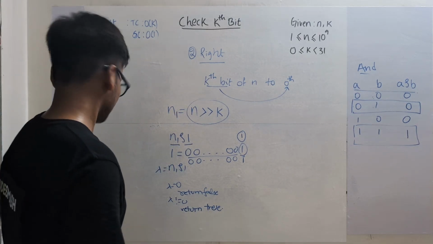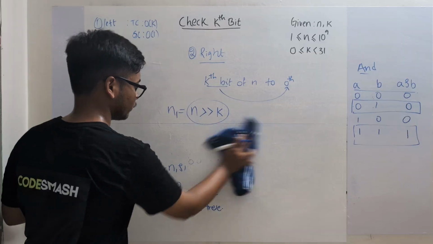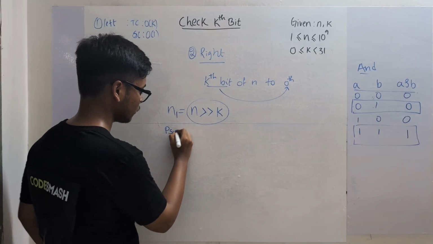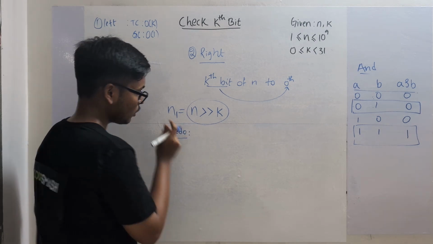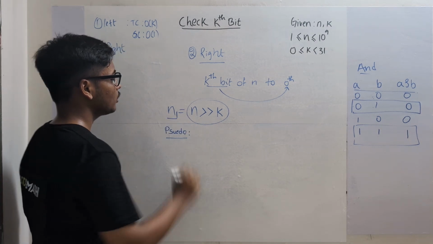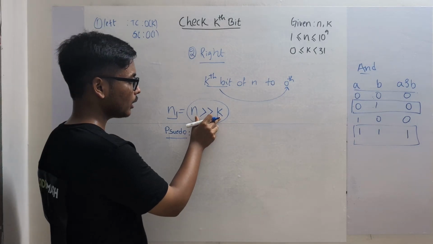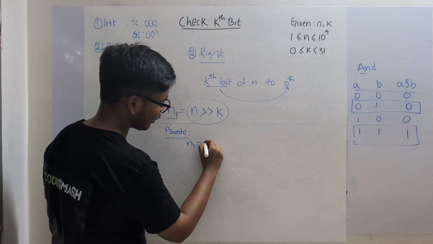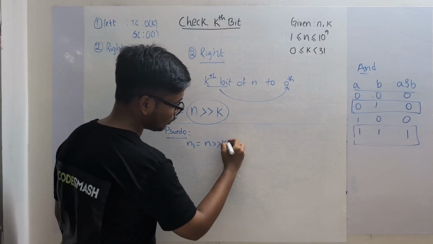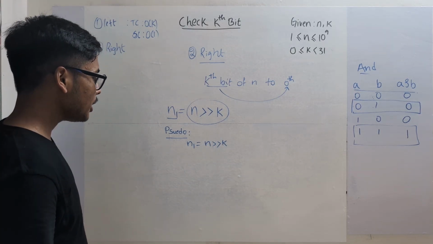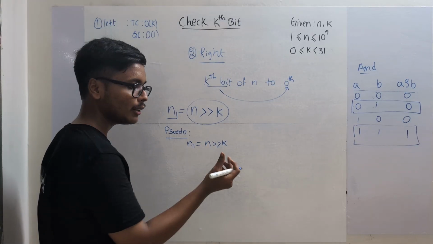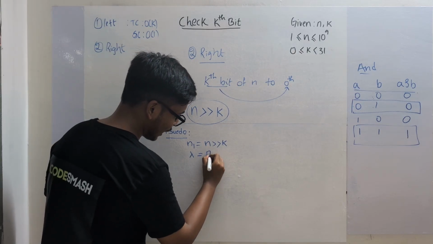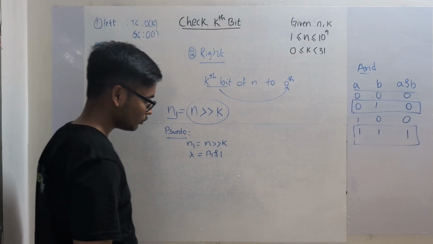Okay. So let us write the pseudocode for this approach. First we are generating a number n1 which is equal to the right shift of n by k times. So we'll write it here: n1 is nothing but doing right shift of n by k times. Now we are doing AND operation of n1 and 1. So let us write it as lambda, which is nothing but n1 AND 1.